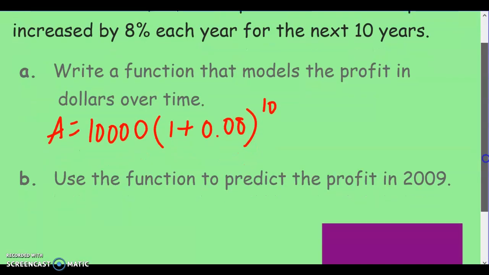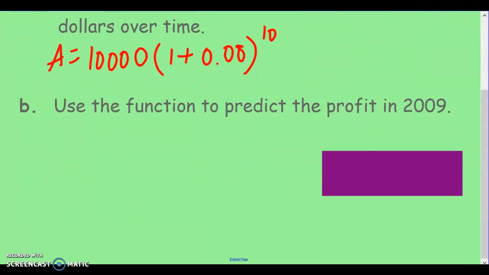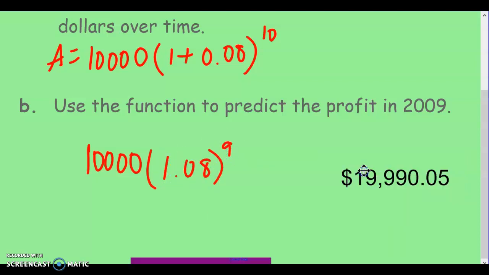Okay, and so then what they want us to do here is we're going to actually use this to predict the profit in 2009. Well, since 2009 is actually only 9 years, 1.08, we're going to use it to the 9th and get roughly 19,990.